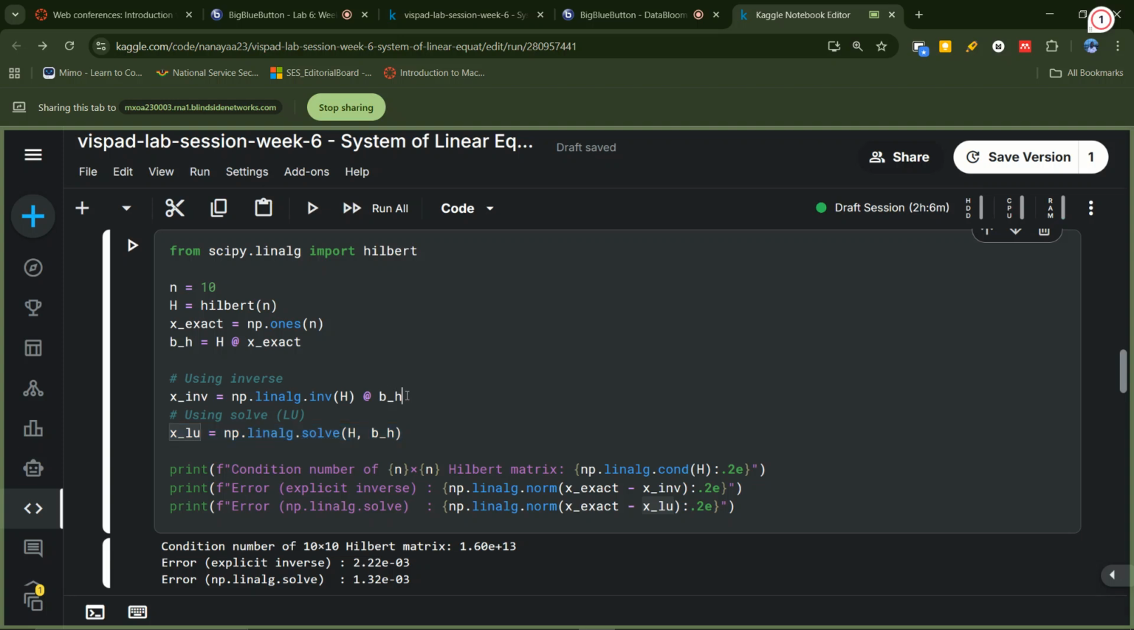And then we have this. What does it do? This one does the automatic matrix multiplication. It takes the inverse of H and does matrix multiplication with this. All these have been defined over here.